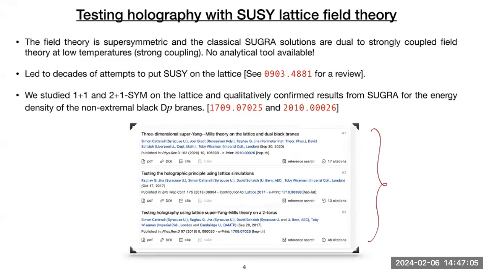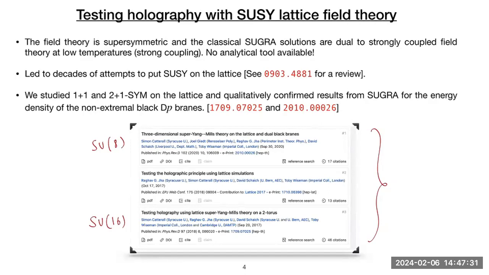We studied up to SU(16) for this paper, and we studied up to SU(8) for this paper. This is a three-dimensional field theory. This is a 2-dimensional field theory. And the goal of all these studies was to use Monte Carlo simulation to calculate the energy density of the super Yang-Mills theory at finite temperatures and relate it to the black hole energy density.